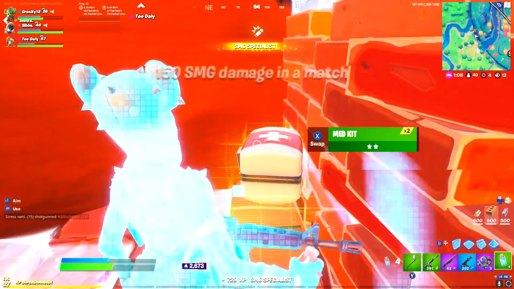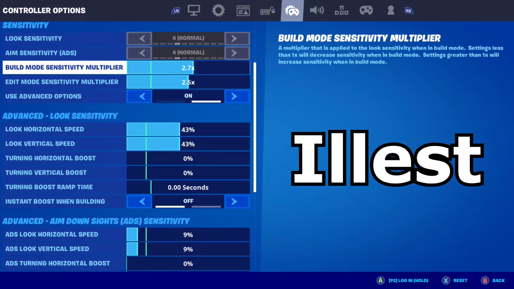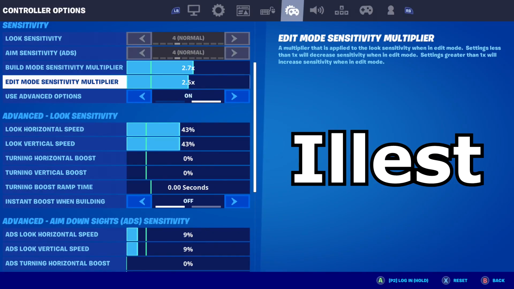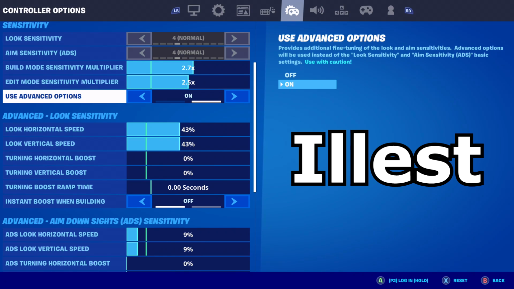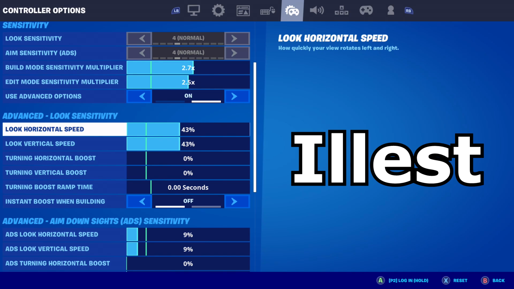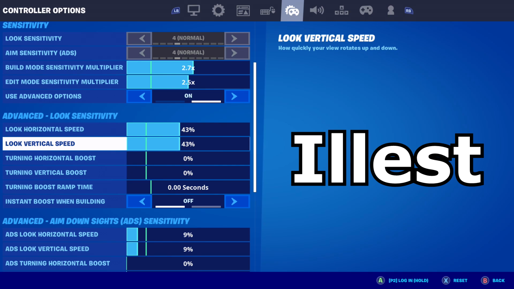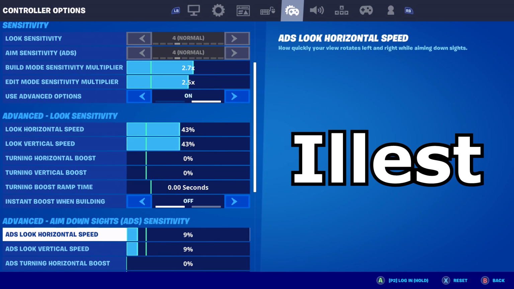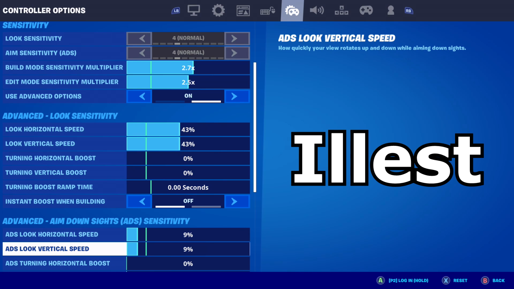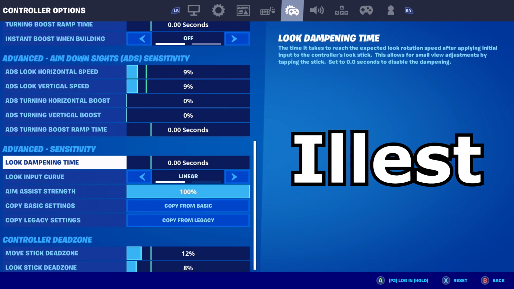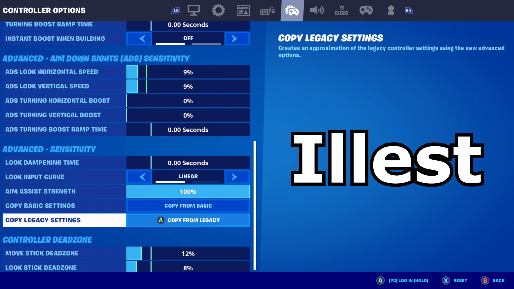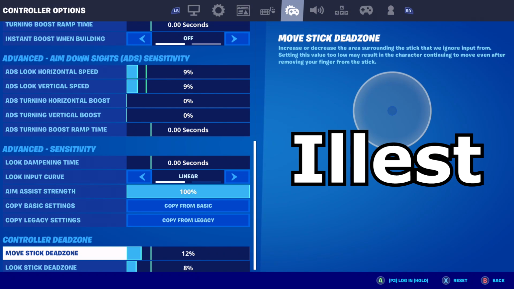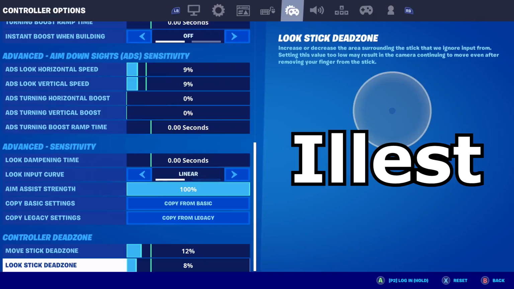The fifth and final linear player here is going to be Illest. He uses a 2.7x build sense multiplier and a 2.5x edit sense multiplier. Then for look sense, he's using 43% for both horizontal and vertical with no boost, so actually the same as Coop. Then for ADS sense, 9% for both horizontal and vertical with no boost, a 0.00 second look dampening time, and last but not least, 12% for his move stick dead zone and 8% for his look stick dead zone.